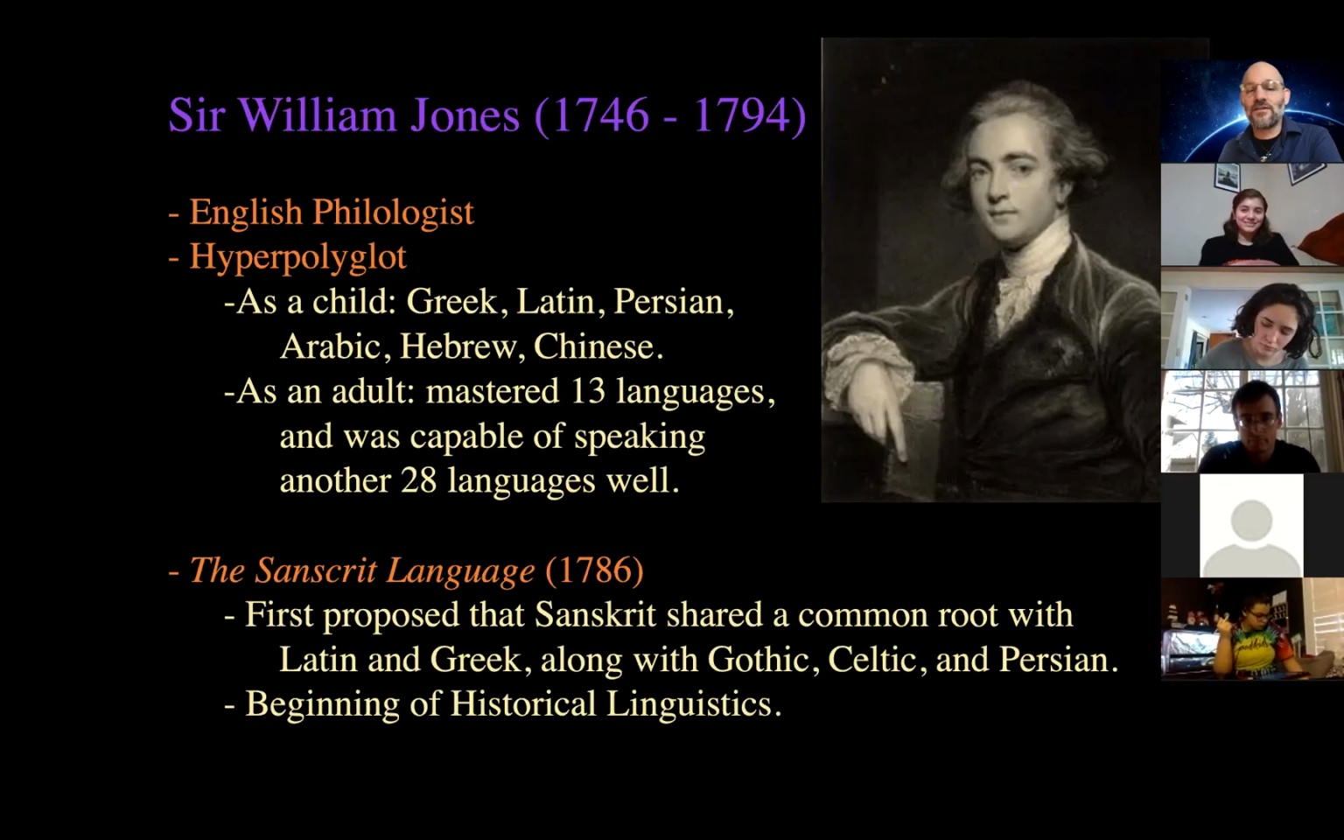So as a child, now of course he was an aristocratic Brit with a lot of money and time on his hands. So he had early education, the highest kind of education. As a child, though, he learned to read and speak Greek, Latin, Persian, Arabic, Hebrew, and Chinese. And then as an adult, he mastered 13 languages and was capable of speaking another 28. Well, so all of us are on our way to becoming a William Jones. So that's why I've introduced you to your language, that non-Indo-European language. So we need to catch up.